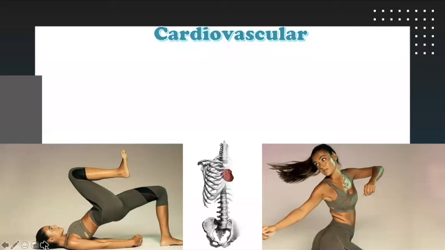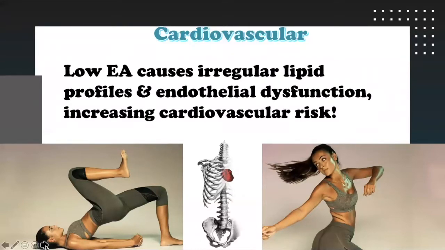Next up is the cardiovascular system, one of my favorite systems. Low energy availability can cause irregular lipid profiles, so your HDLs, your LDLs, and the lining of the capillaries can be in dysfunction, increasing cardiovascular risk. So when you're older, REDS can also impact you as well. Higher risk of heart attacks, higher risk of chronic heart disease.